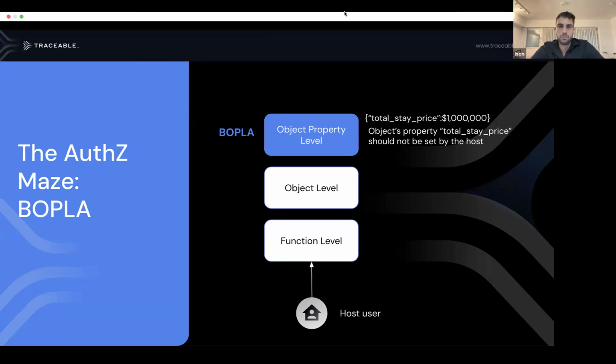And this happens because when you have an object, some of the properties should be private and some of them should be public. So some of the properties should be accessed directly by the user and some of them are not. Total price is a good example for a property that shouldn't be accessed directly by the user. And this is also a type of validation that you need to make sure that you have in your APIs.